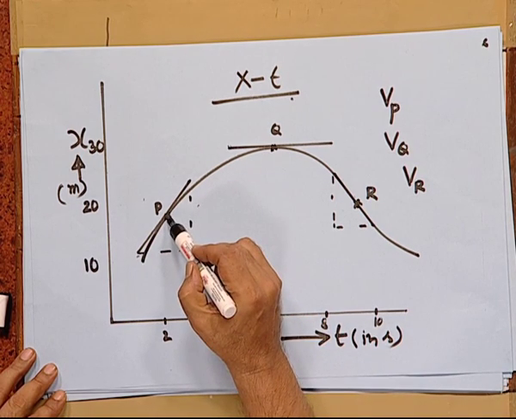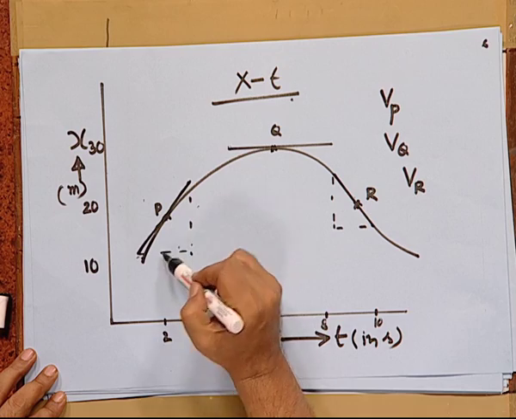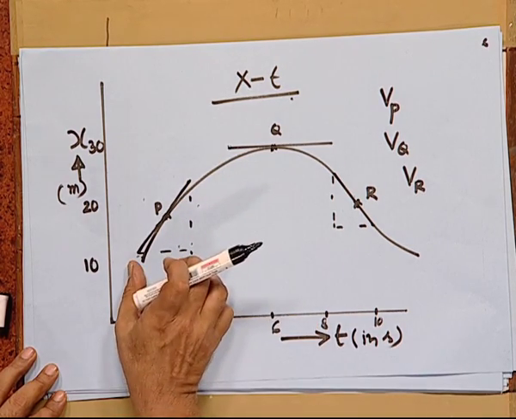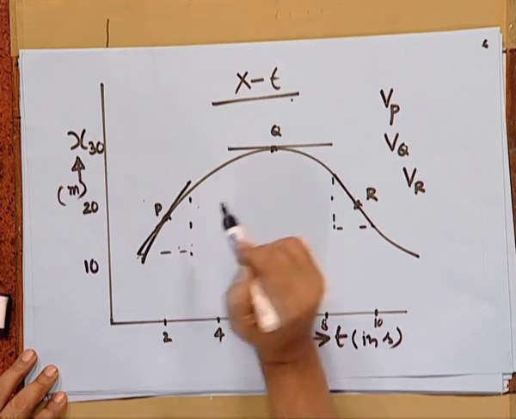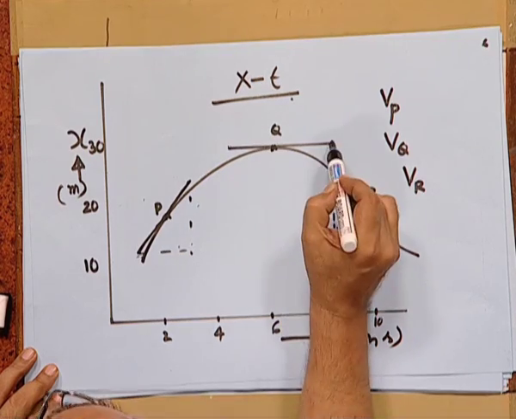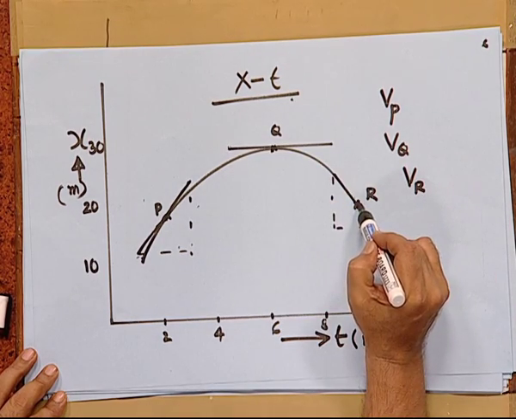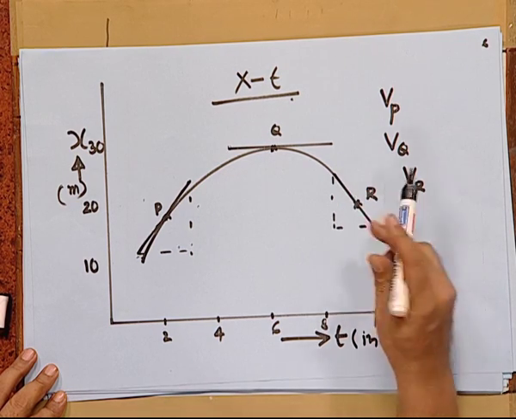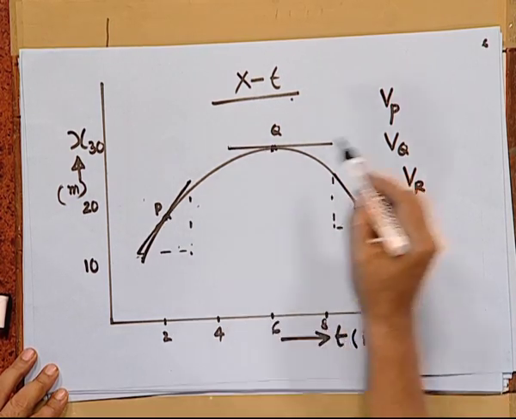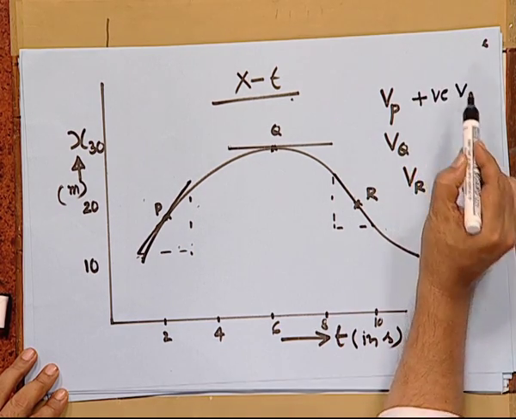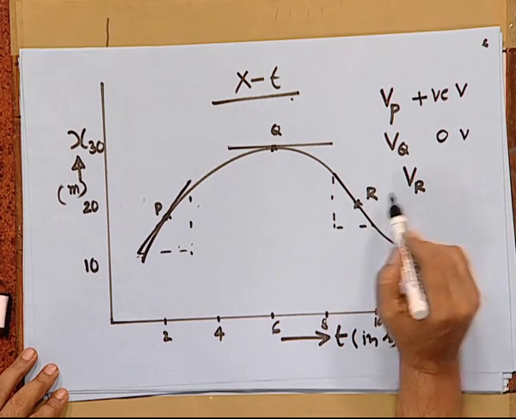If you draw a tangent to the curve at this point, this tangent has a slope which is given by delta x by delta t in a very small interval of time, and this slope happens to be positive. If I draw a tangent to the curve at point Q, the tangent line touching this curve at only one point has 0 slope. Look at this point R. If I draw a tangent that almost coincides with the curve, the slope of this tangent is negative. It means at point P, the object has positive velocity, at point Q the object has 0 velocity, and at point R the object has negative velocity.